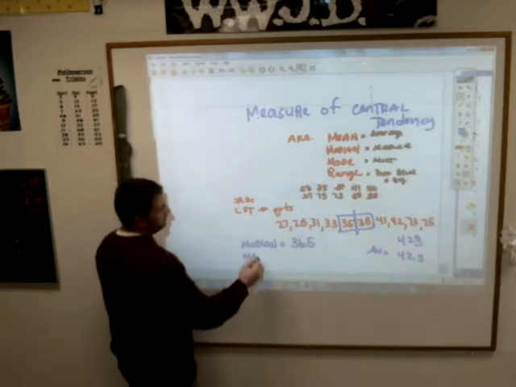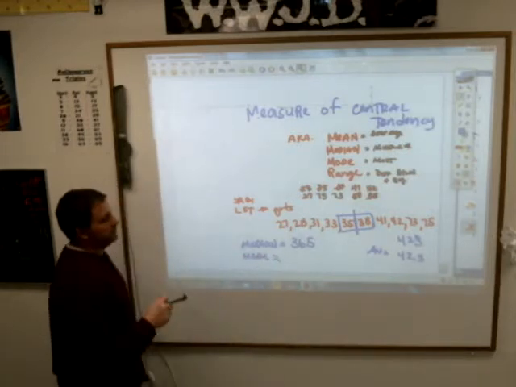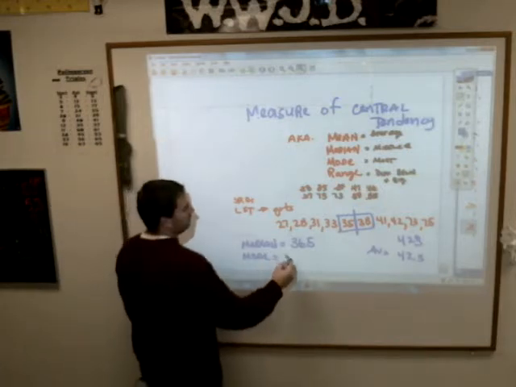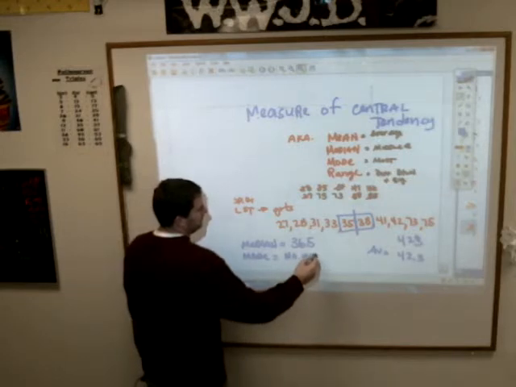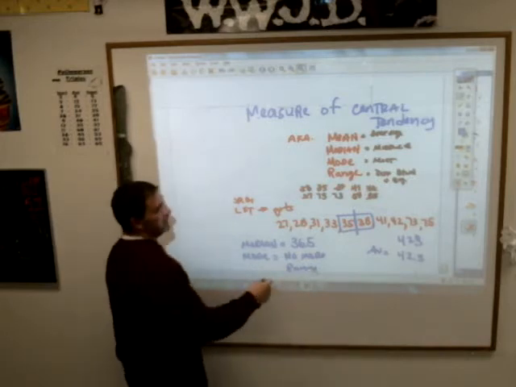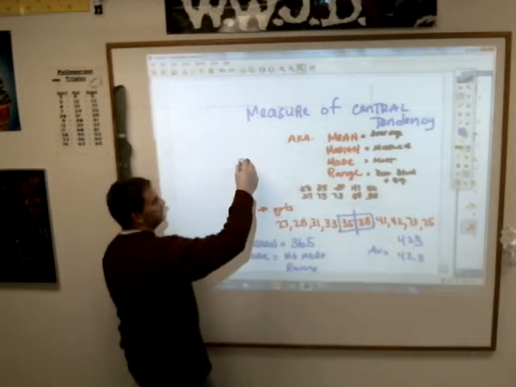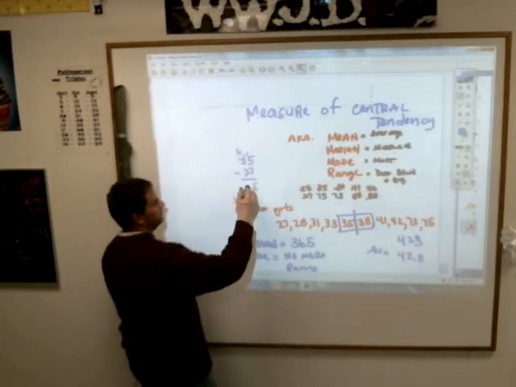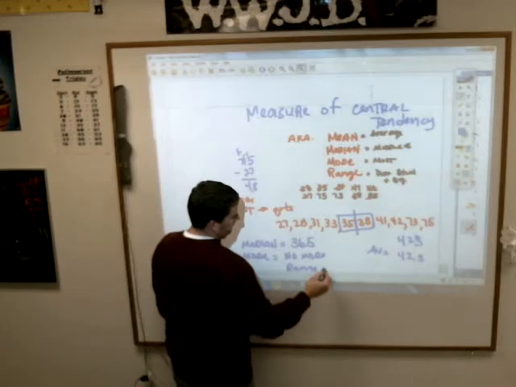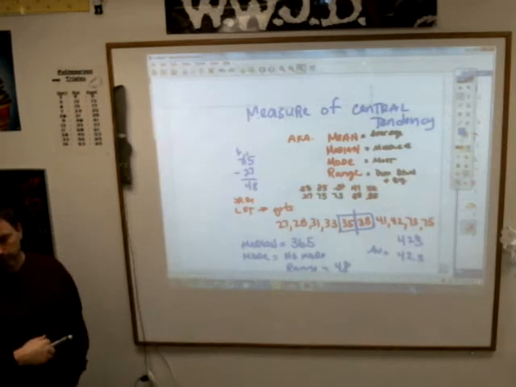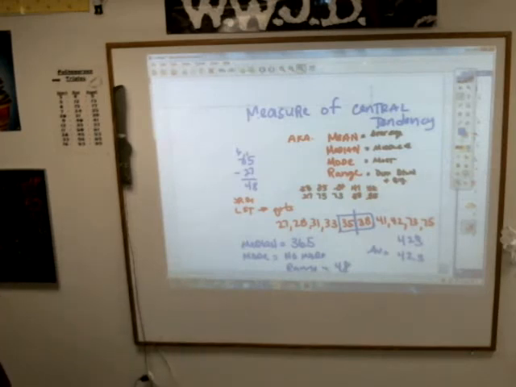What about the mode? What number occurs the most? None. Nothing repeats, so this has no mode. And then what about the range? Well, you would take 75, the biggest number, subtract the smallest, 27, from it, and you end up with 48 for the range. Does that seem like it rings a bell? Yes. Perfect.